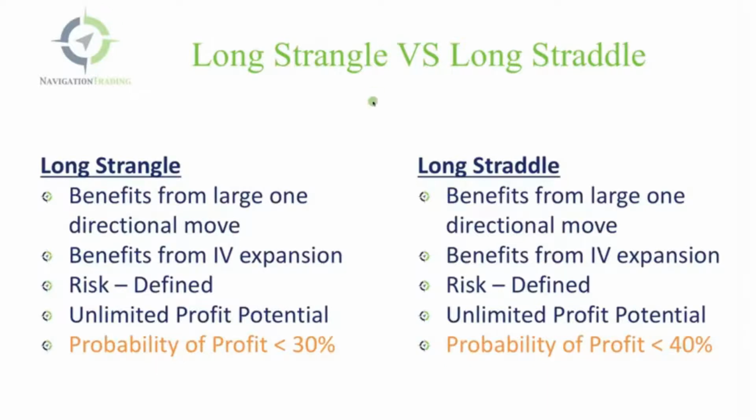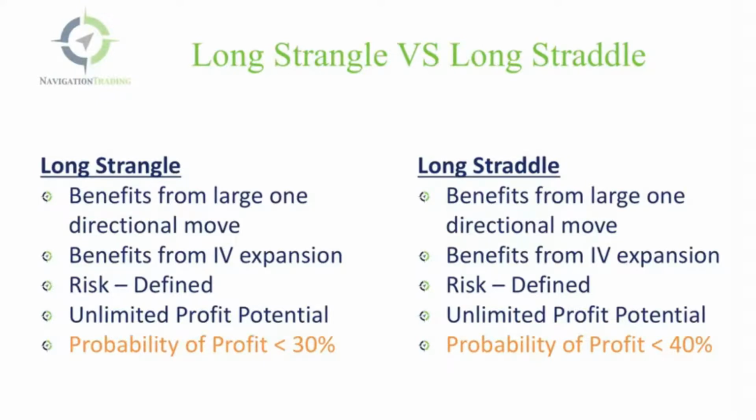Both a long strangle and a long straddle benefit from a large one-directional move. So if we put on a long strangle or long straddle, we don't care which direction it moves, we just want it to make a large move. Both benefit from implied volatility expansion. The risk on a long straddle and a long strangle are both defined and both have unlimited profit potential. The main difference is that the probability of profit on a long strangle is lower and it's a little bit higher on the long straddle.